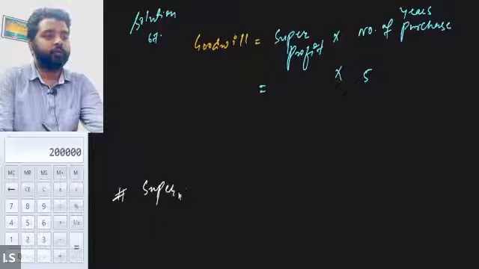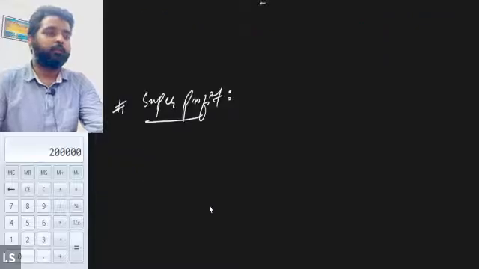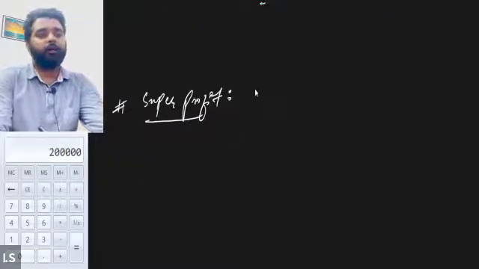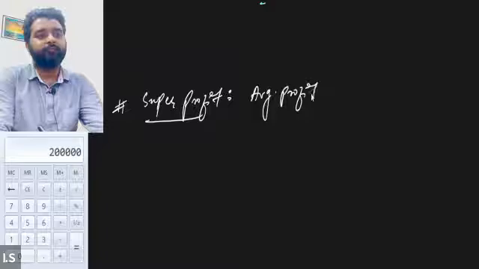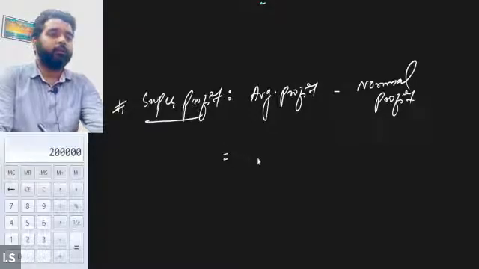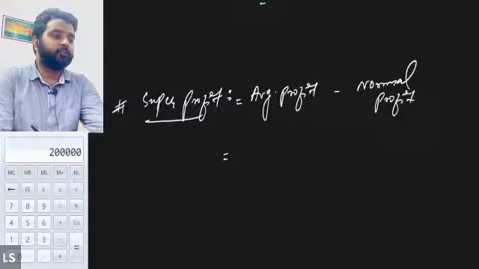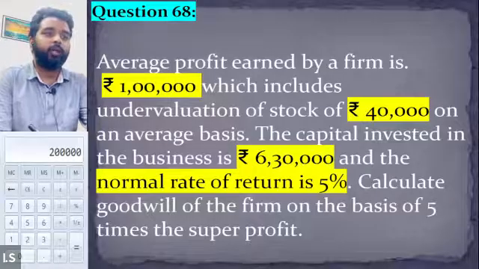we'll make an extra working note, super profit. And for calculating super profit, this formula is applied: average profit of the business minus the normal profit of the industry. Now tell me, how do we find out the average profit? Sir, average profit is already given in the question. Right? Average profit is how much?